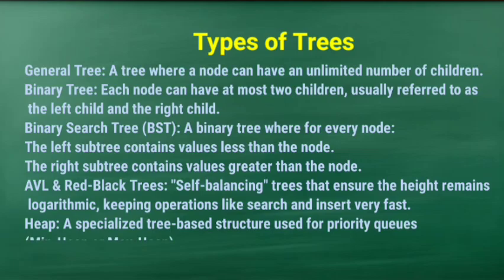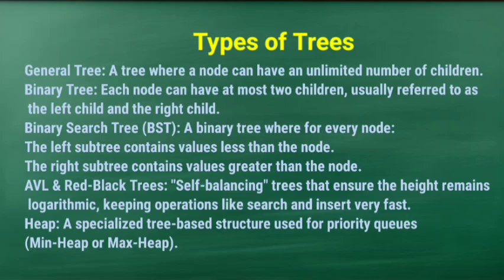3. Binary search tree, BST, a specialized binary tree with a specific ordering rule. The left child's value is always less than the parent. The right child's value is always greater than the parent. This structure allows for very fast searching, similar to binary search in an array.